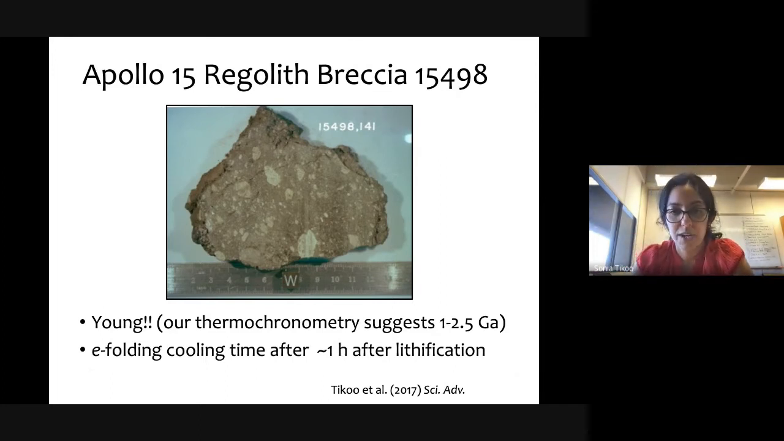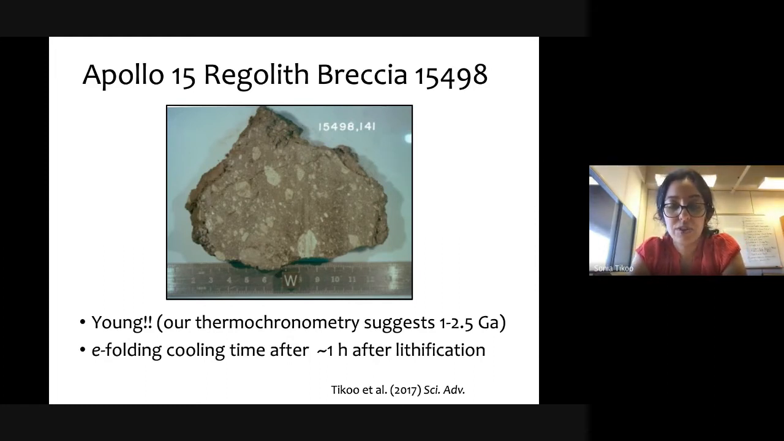And so what was cool about this glass was it had really fine-grained good magnetic recorders. And so we thought maybe this would be a good rock to study. So this rock is young. Our thermochronology experiments suggest that it's between 1 and 2.5 billion years old. More recent dating has shown that it's closer to 1.3 billion years old. That's kind of the age that we're going with now.